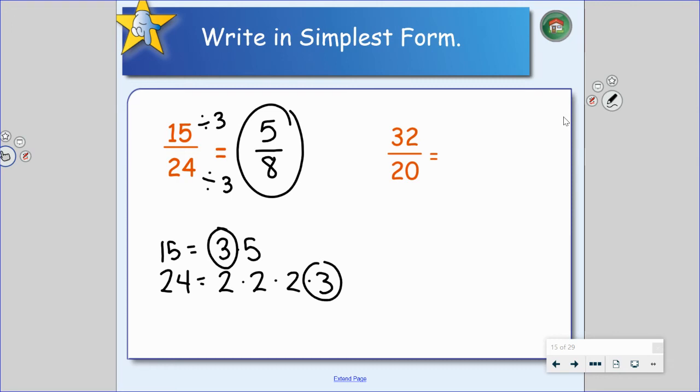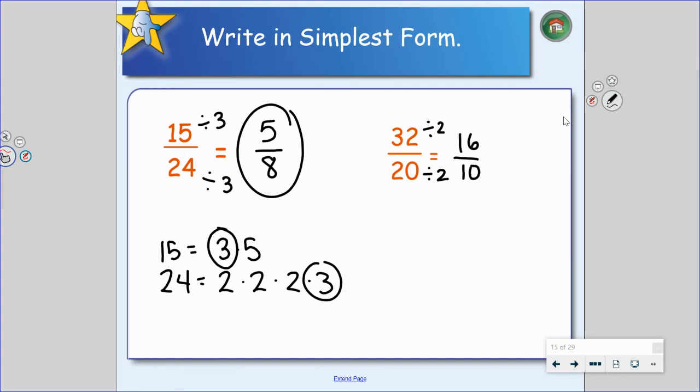Now what's also interesting is if you were to divide by 3, look at the equivalent fraction where 5 is in the numerator and 2 times 2, which is 4, times another 2, which is 8, is in the denominator. So it can help you to quickly find A, the greatest common factor, or B, the equivalent fraction by looking at whatever factors remain.